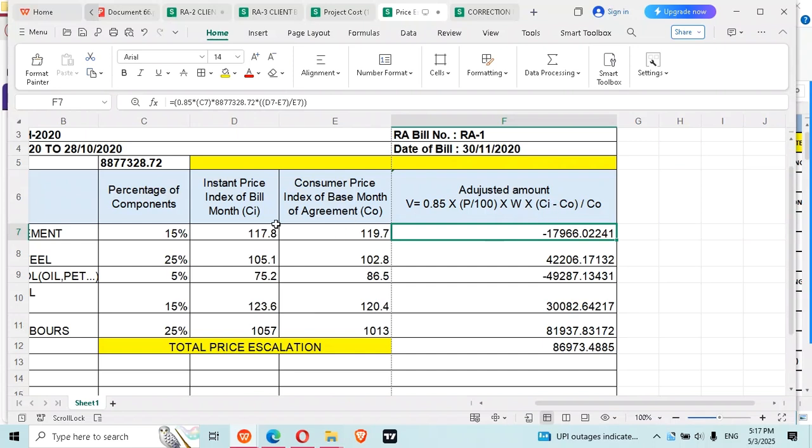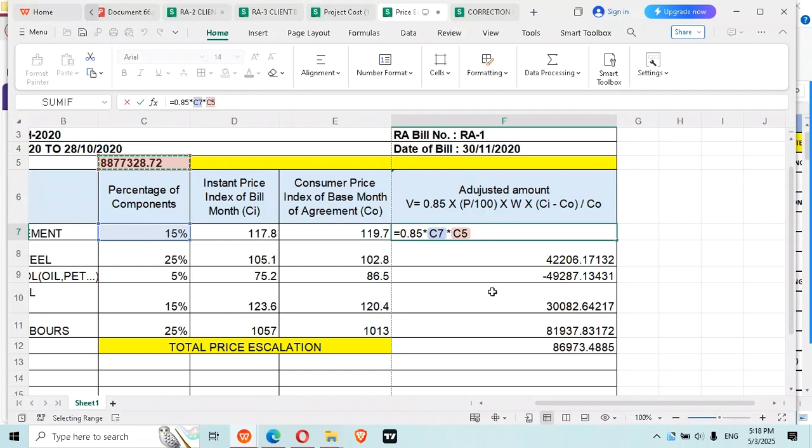Understood? What is CI? This is our CI minus CO upon CO. Understood? So it is done. P is P divided by 100, so we don't need to divide by 100 because it is already a percentage. Understood? So you can write the value of P. Let me calculate that, you guys. First we should write 0.85, multiply by, what is our P value? This one, it is done. And then what we should do, multiply, what is the value? This one. We got it from the project cost, from this one, I told you.